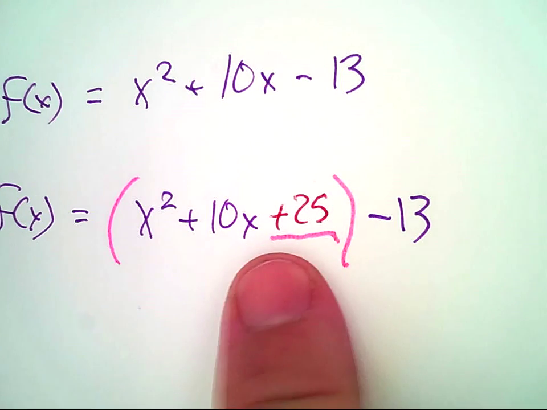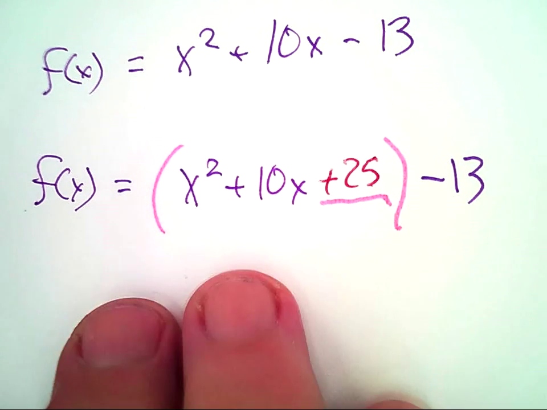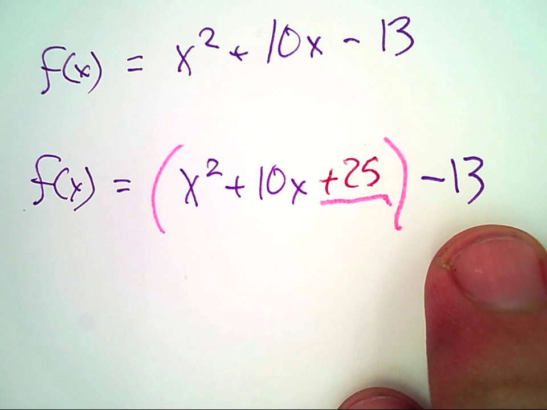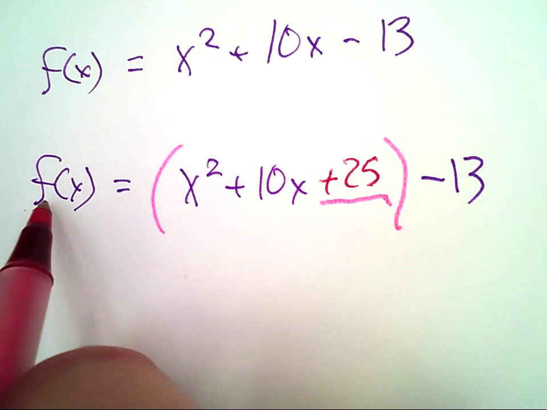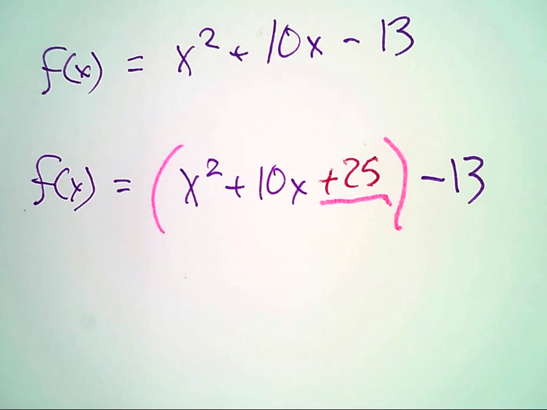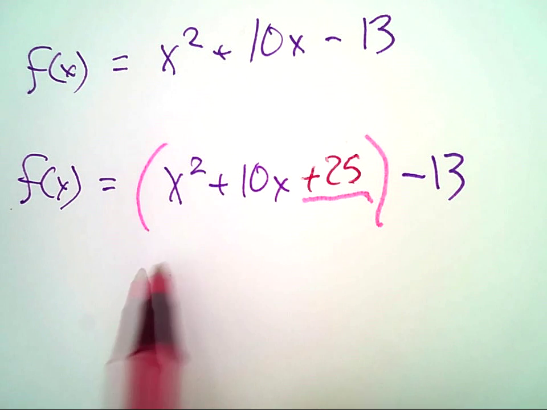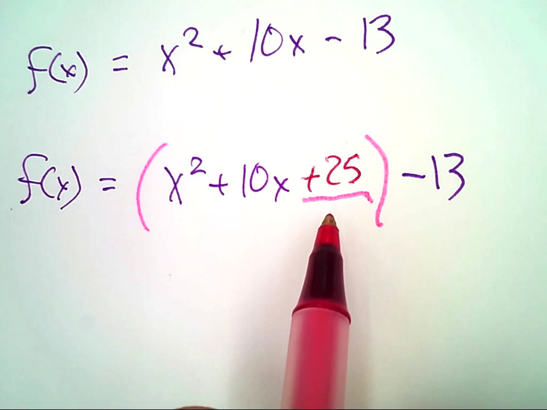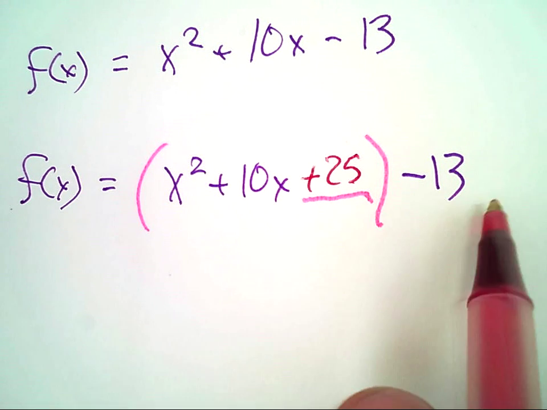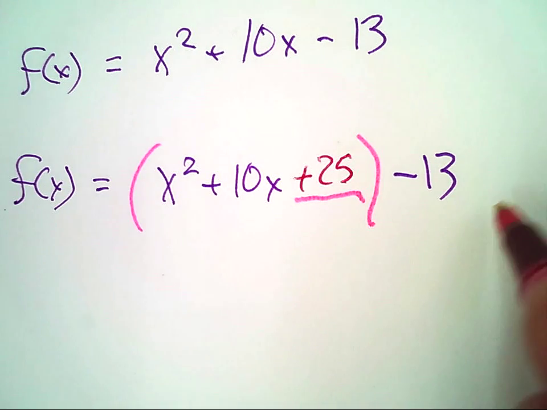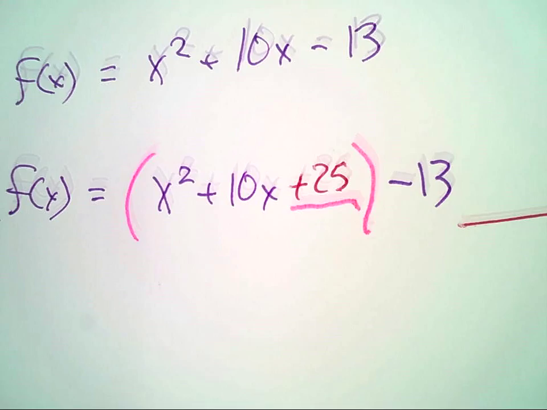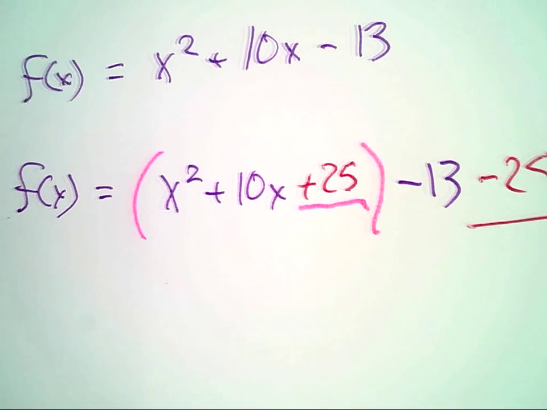Now, we just added 25 to the right side of the equation. We aren't just allowed to add 25 to one side. We would have to add it to the other side, right? But we don't have that luxury because there's an f of x here. Therefore, whatever we do in the parentheses here, we must do its opposite right over here. So, we did plus 25 here. What do we need to do here? That's right, minus 25.